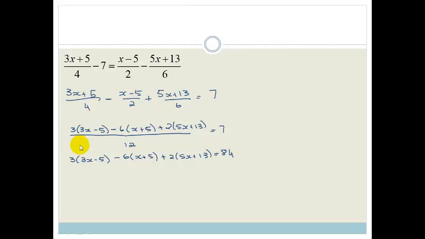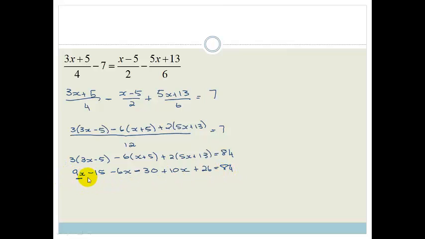And if you don't know your times table, you can do that on a calculator, but it's always good to practice your times tables. So now we just need to get rid of these brackets and simplify. So 3 times 3 is 9, so we've got 9x. Minus 3 times 5 is 15. Minus 6x. Minus times a plus is a minus, that's minus 30. 2 times 5 is plus 10x. And 2 times 13 is 26, so it becomes plus 26 equals 84.